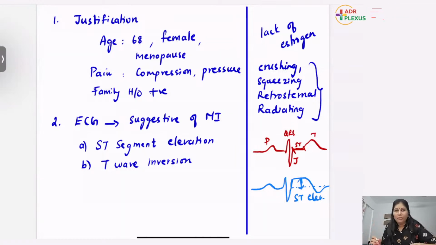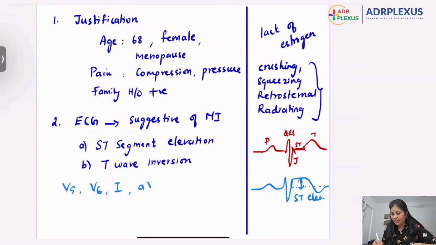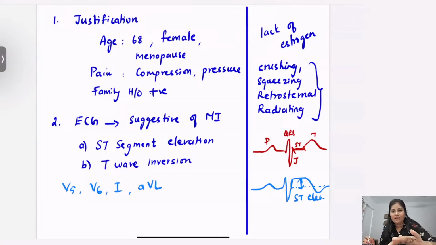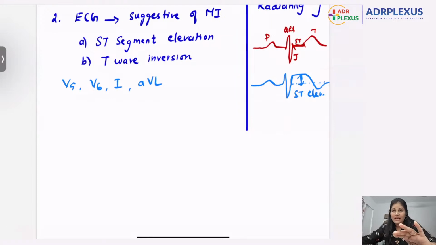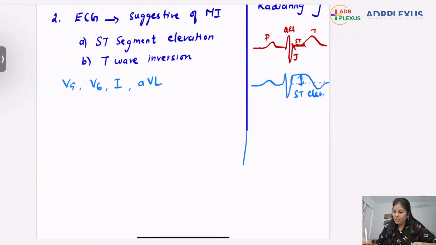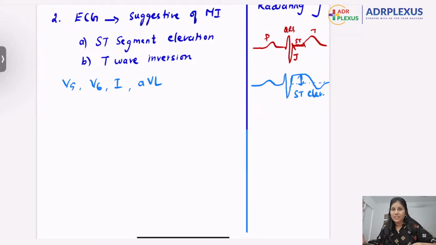Now, the other point in this case scenario is that the ECG changes are seen in leads V5, V6, then lead 1 and AVL. So this ST segment and T wave inversion are seen only in these leads, V5, V6, lead 1 and AVL. Now you have to know what areas are represented by these leads. In general, let us see the position of the heart, okay? And relate it to the ECG electrodes.